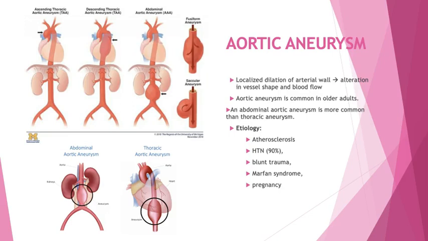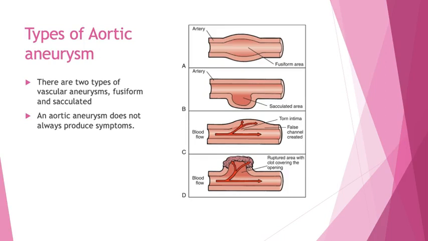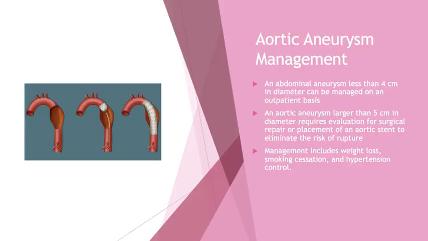So the etiology of aortic aneurysms is atherosclerosis, hypertension, blunt trauma, Marfan syndrome, and pregnancy. There are different types of aortic aneurysms. They call them fusiform and sacculated. And an aortic aneurysm doesn't always produce symptoms, nor is it always a life-threatening concern. The concern arises when it becomes a dissection.